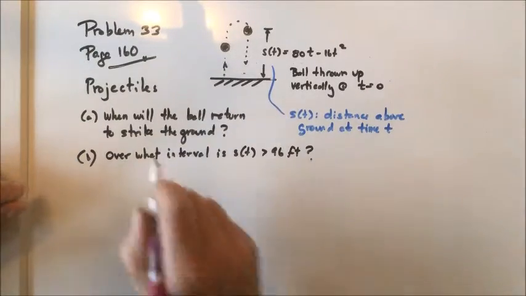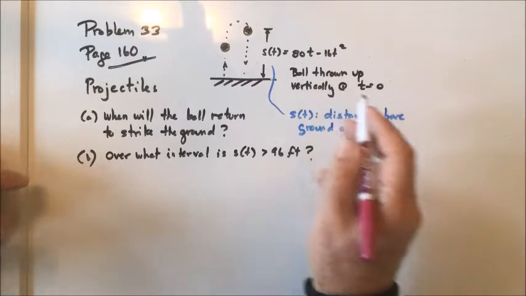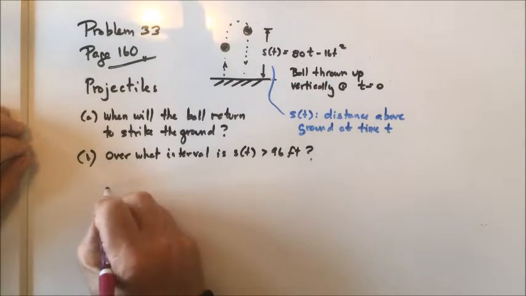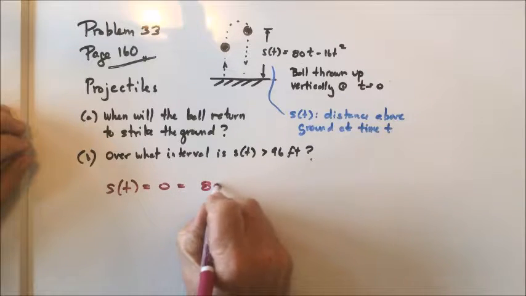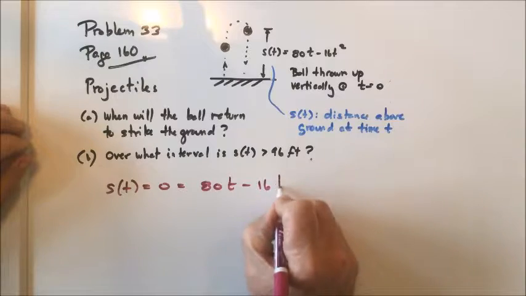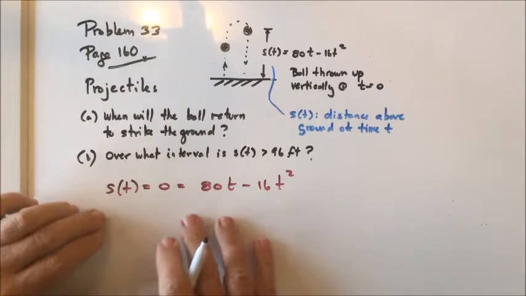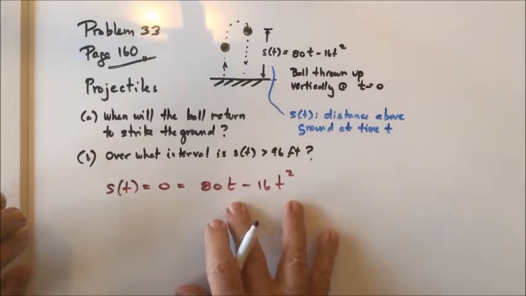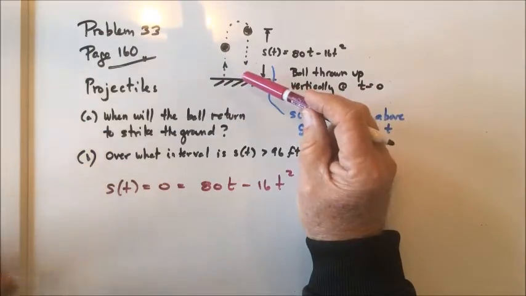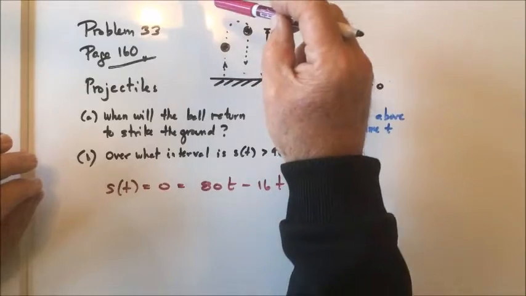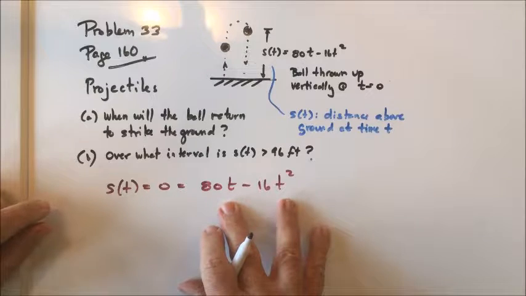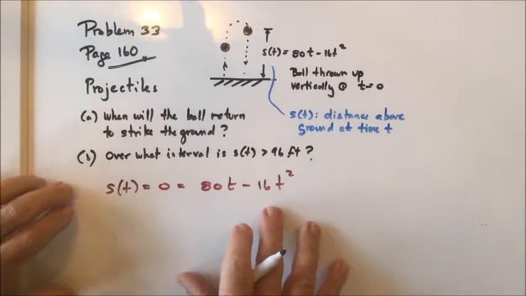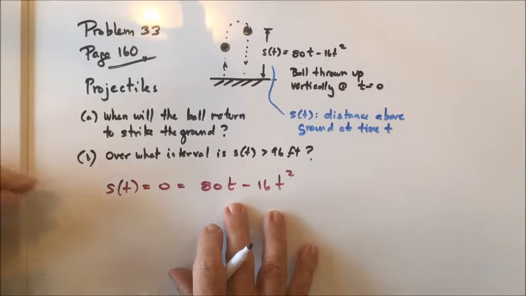So quickly, problem A says, when will the ball return to strike the ground? S is the distance above the ground, so it's asking us to solve S of t equals 0, and S of t is 80t minus 16t squared. We shouldn't be surprised that there are two times at which the ball is at a height 0, when it leaves the ground initially and when it returns, because after all, this is a quadratic equation in time and might have as many as two solutions. So in problem A, we're asked to solve this simple equation.